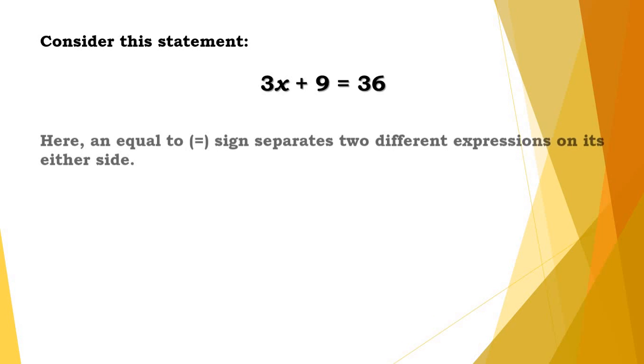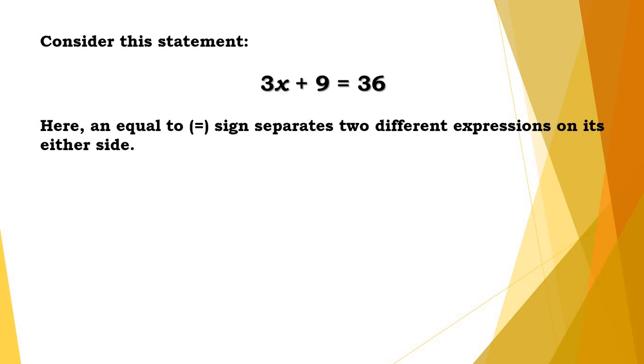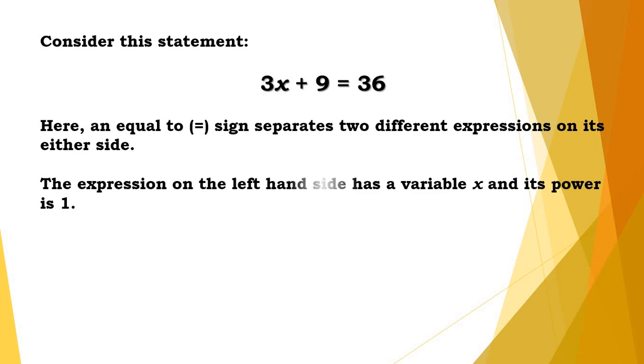Consider this statement: 3x plus 9 is equal to 36. Here an equal to sign separates two different expressions on either side. Now what are expressions? Expressions are the combination of constants, variables and fundamental operations of mathematics, that is plus, minus, multiplication and division. The expression on the left hand side has a variable x and its power is 1.